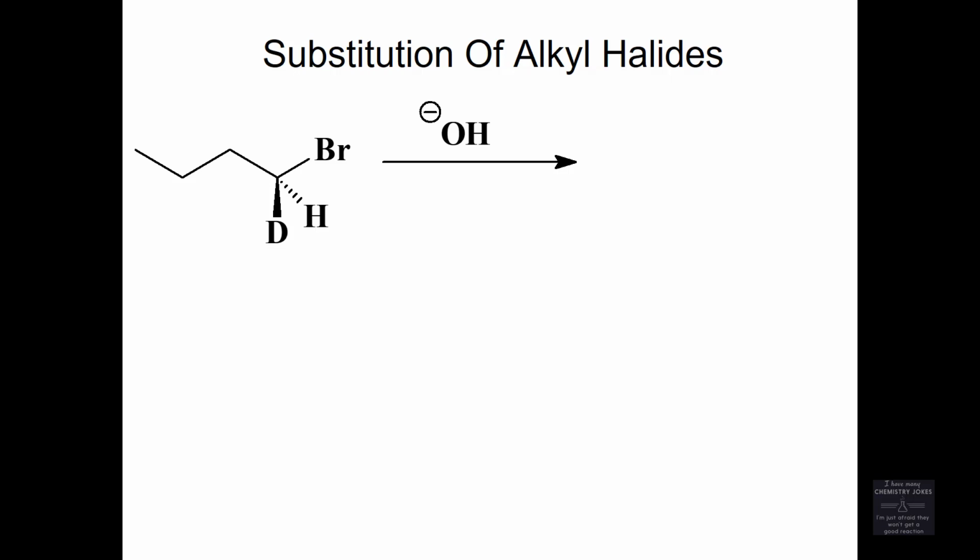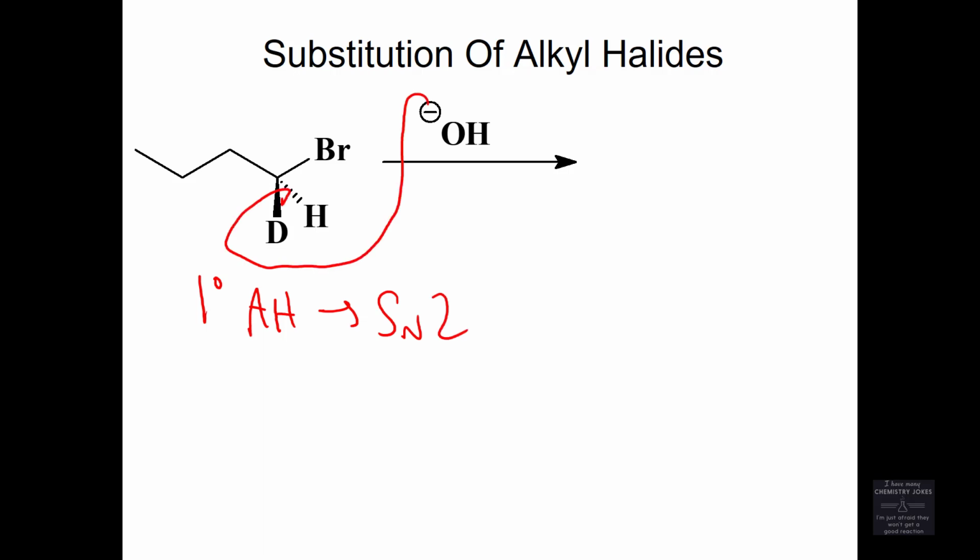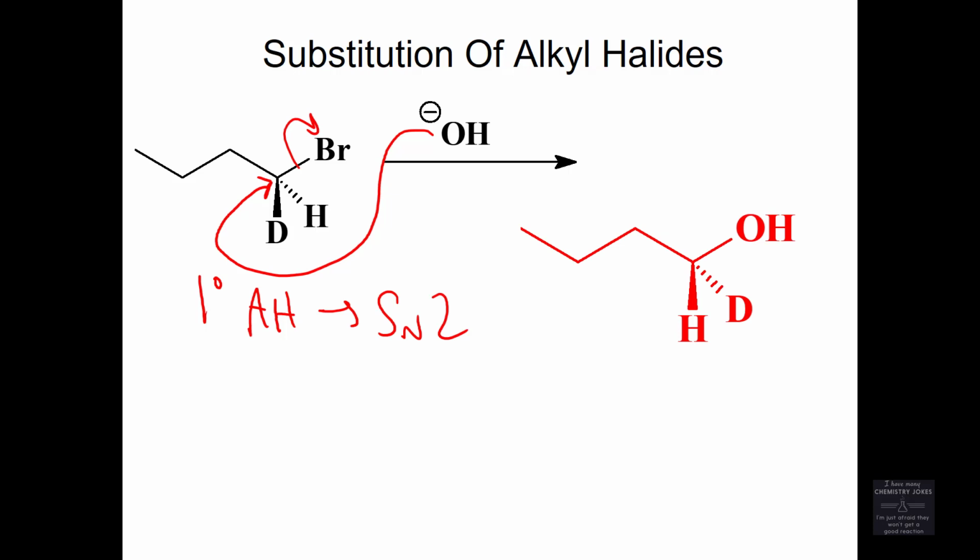This is a primary alkyl halide, and the flowchart says SN2. SN2. I did miss. Try again. SN2. We get this product where the OH took the place of the Br.